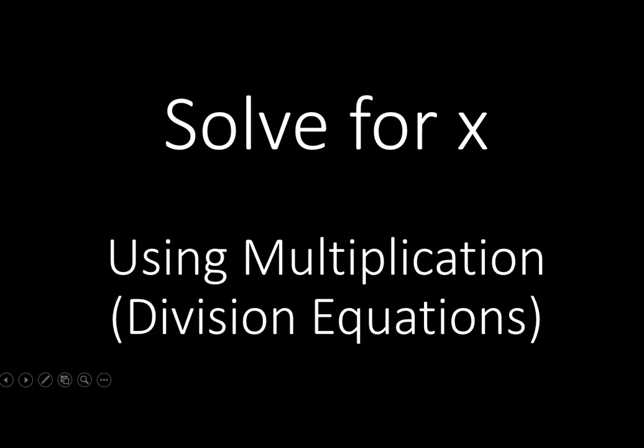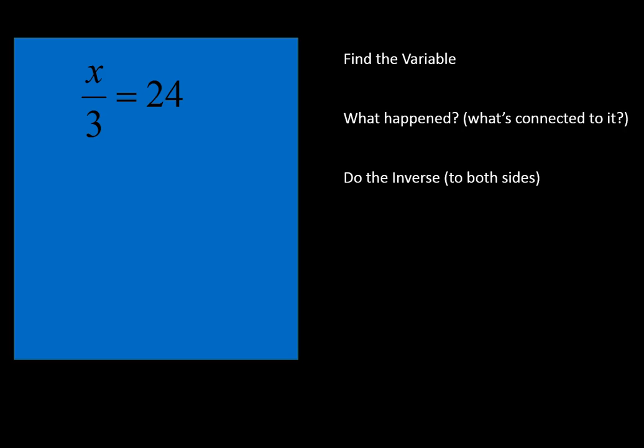As a prerequisite for this, you'll need to know that multiplication and division are inverse operations, or in other words, they are opposite operations that undo each other. We're also going to be looking at fractions because fractions are a way of writing division, and we'll see that in these questions. So our first equation is x over 3 is equal to 24.